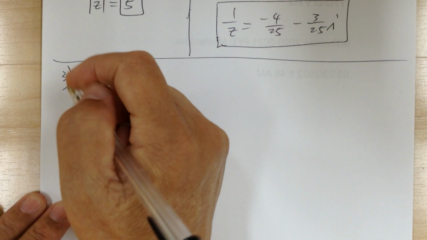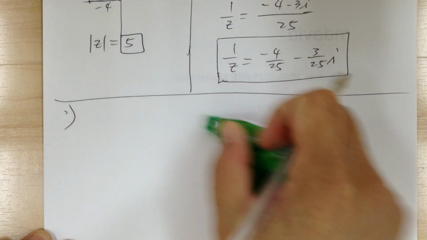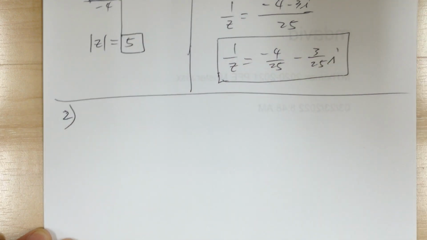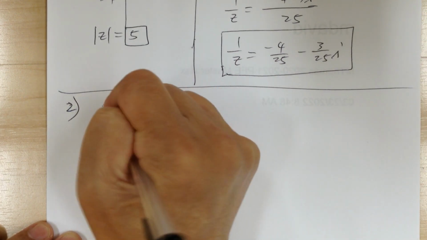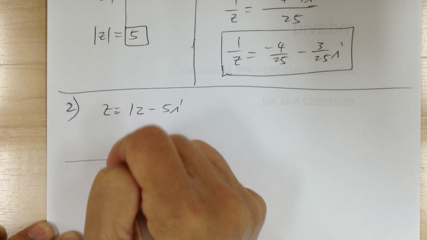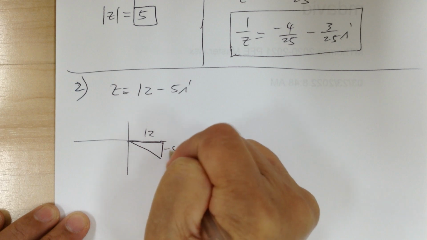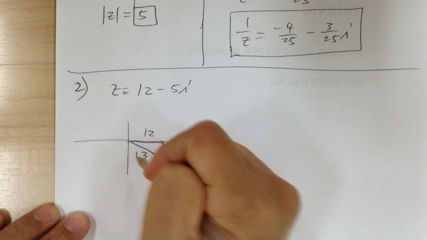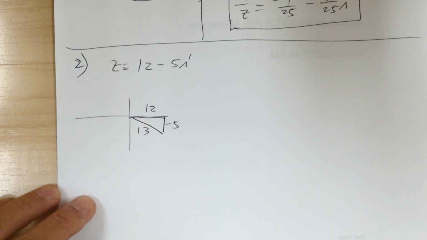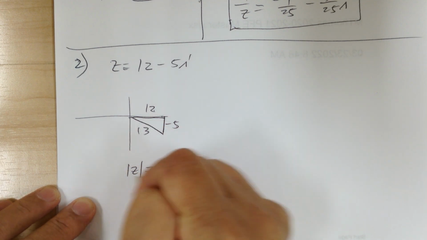Okay, number 3. Well, number 2. We're going to do all the problems. So number 2, you have z equal to 12 minus 5i. Again, if you sketch it out, this is going to be 12 minus 5. So this is a 5, 12, 13 special triangle. Again, that's why it's so important to know your special triangles. So the absolute value of z equals 13.